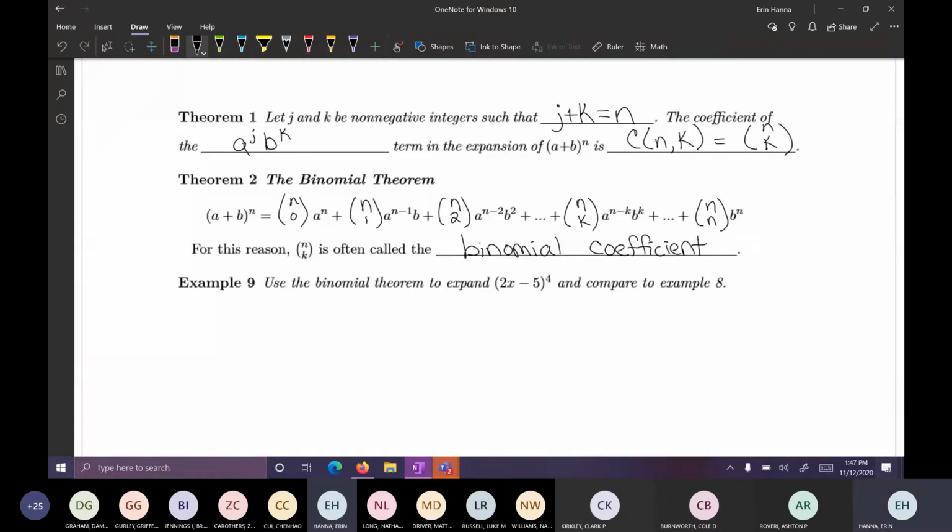So say we wanted to expand out that same thing we were already working with, but now let's do it using this binomial theorem and see if it seems even the tiniest bit faster. Simplifying it down to the very end is still tedious, but let's see what the binomial theorem would get us here. So our n is 4, our a is 2x, and our b is -5.